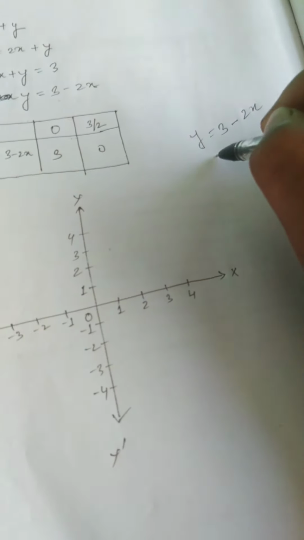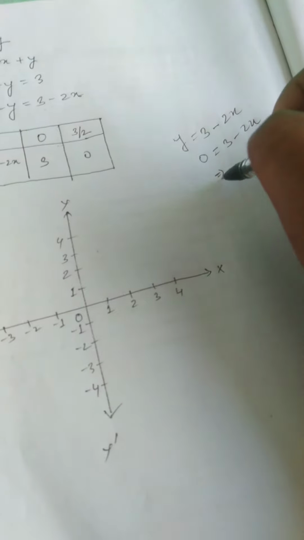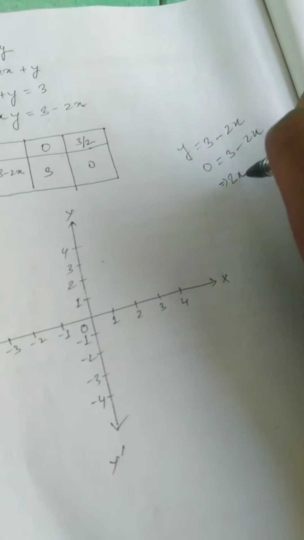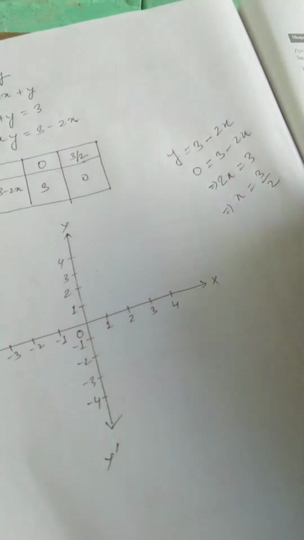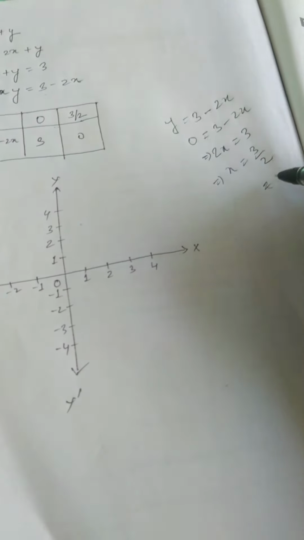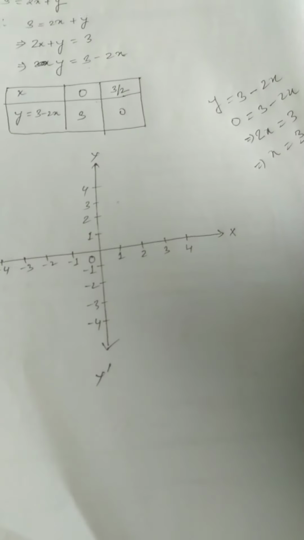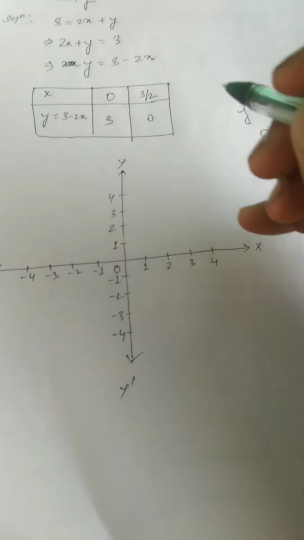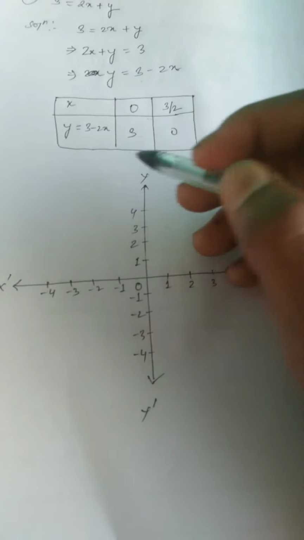Y equals 3 minus 2x. So when you put y 0, what will you get? Transpose to the left side, so you'll get 2x equals 3. So x, what will you get? 3 by 2. 3 by 2 means it is what? 1.5. You divide and see, you'll get 1.5. Clear? So here we got two tabular solutions.